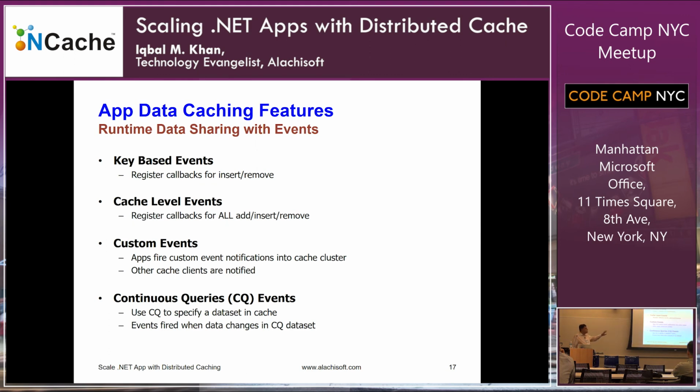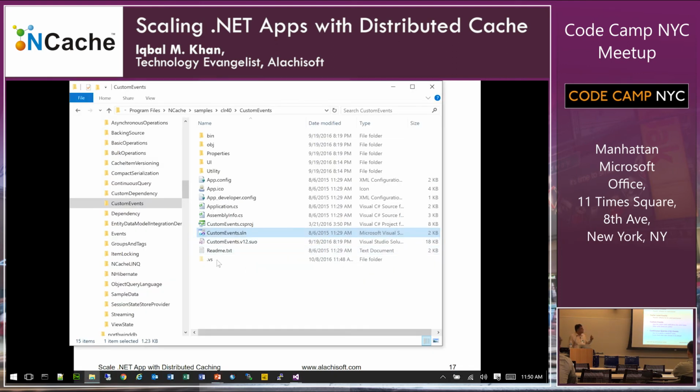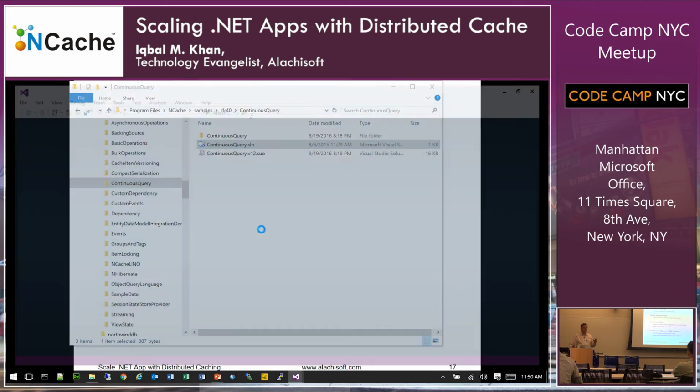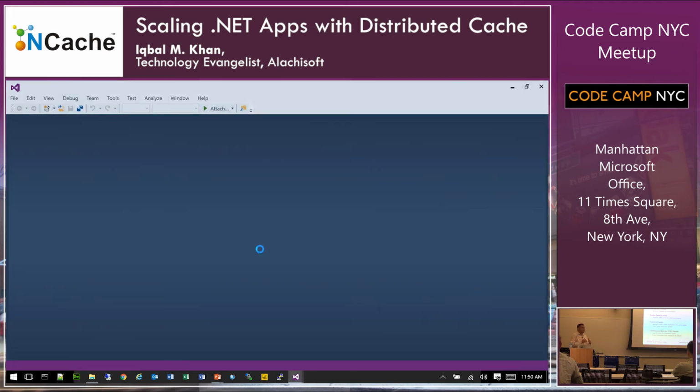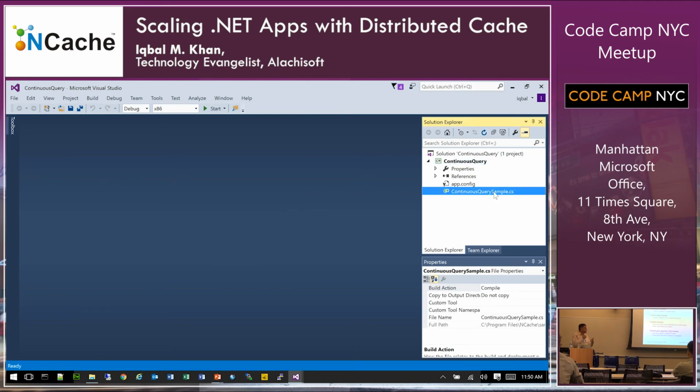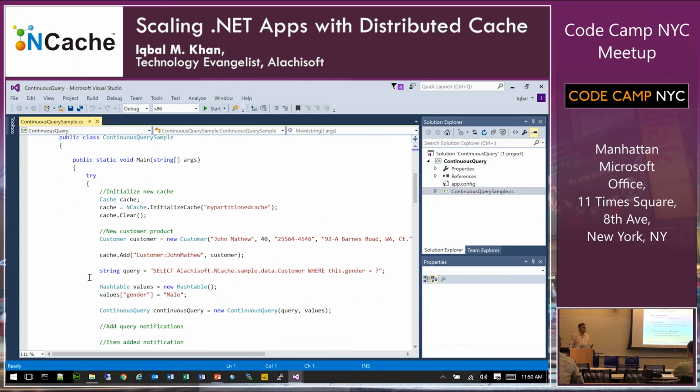But basically you provide a callback and register it with NCache, and NCache calls it. That callback could be a .NET or a Java callback, and NCache fires that event to you. So in all of these things, you specify a callback, and then your callback gets called. Continuous query is essentially a SQL dependency, except it's not on the database. It's a cache dependency, the equivalent of a SQL dependency on the cache.